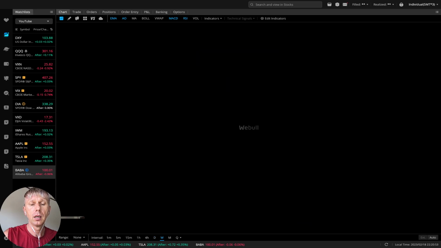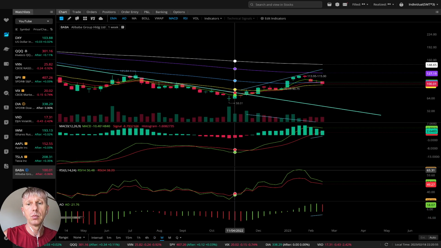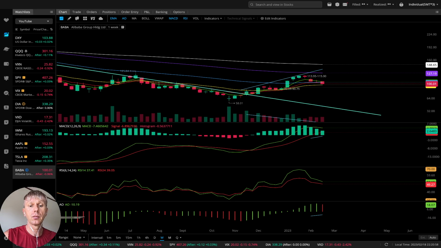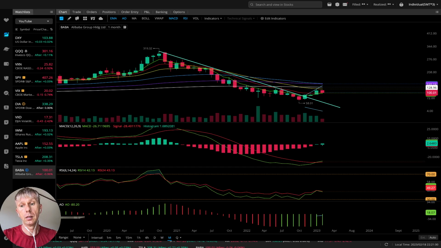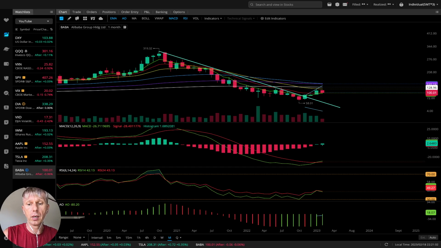Bearish on daily, on weekly it's bullish and changing direction, and monthly it's a bullish crossover on MACD. That's what we have with BABA.